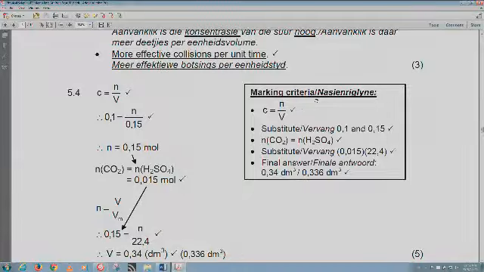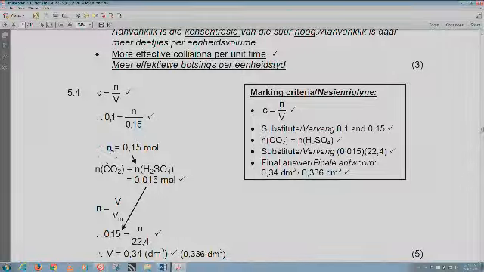For the first mark, you give the mark for the correct formula. Whether the learner says c = n/V, or n = cV, or V = n/c, it doesn't matter, but it must be the correct version of this formula. So for c = n/V, it's 1 mark. And then for substitution of 0,1 and 0,15, it's 1 mark. So for substitution of 0,1 as concentration and 0,15 as the volume, it's 1 mark.